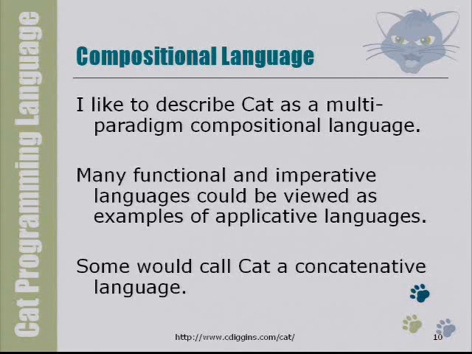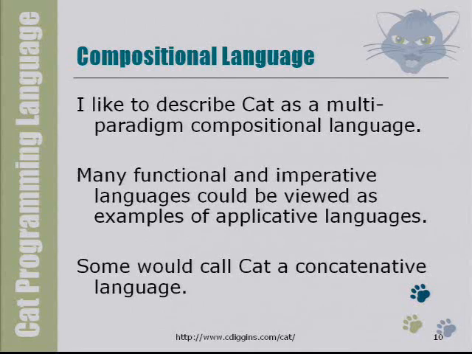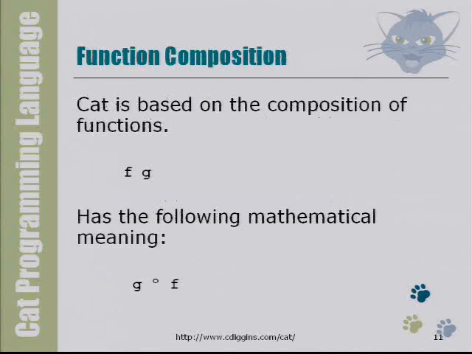One way to describe CAT is as a compositional language. It can be differentiated from functional and imperative languages, which are more examples of applicative languages. And there are some communities which call languages like CAT and Joy concatenative languages. As far as I'm concerned, it's all just semantics, and it's of little consequence. So CAT is based on the composition of functions. If you have two commands in CAT, F and then G, assuming user-defined functions, they have the mathematical meaning I think of G composed with F.